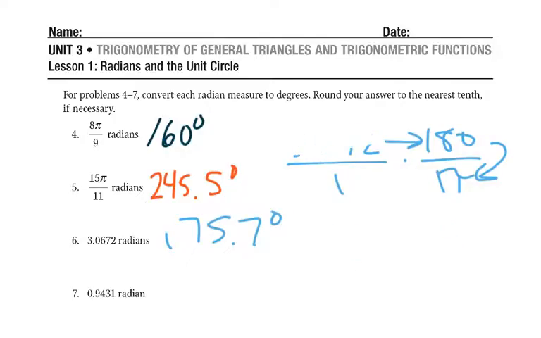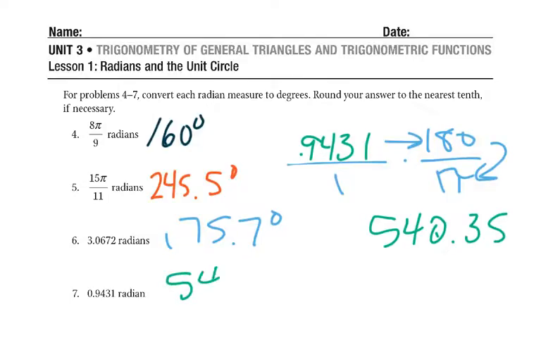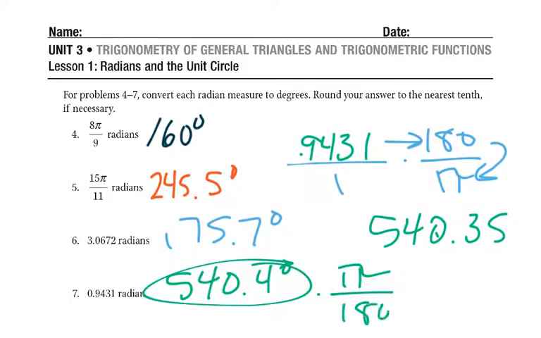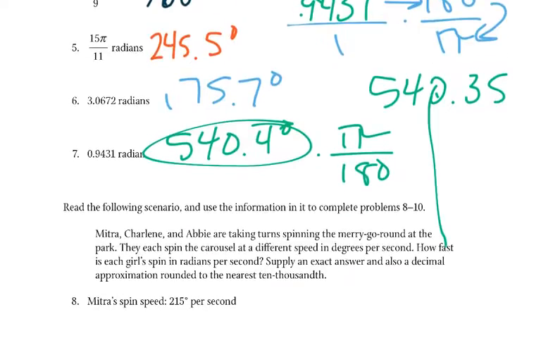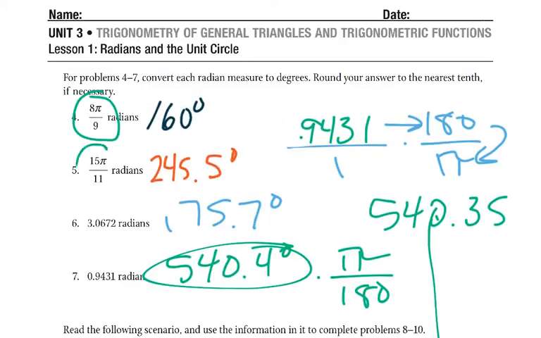Okay, so the last one, basically the same idea, just a different number: 0.9431 times 180, divide by pi. And we get 540.35, round to the nearest tenth, 540.4 degrees. Okay, so that's an easy way to go radians to degrees. And we could take these degrees, times them by pi over 180, and we could get it back to the same thing. Most of the time, we end up liking to use our radians in fraction form with the pi not multiplied, rather than these other ones.